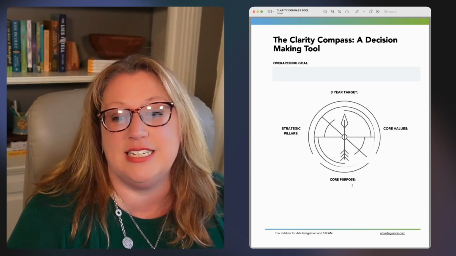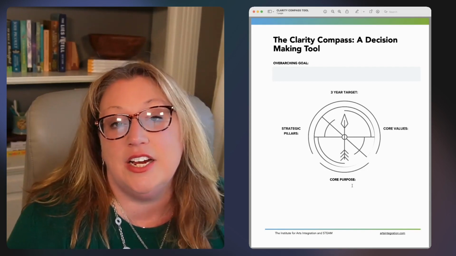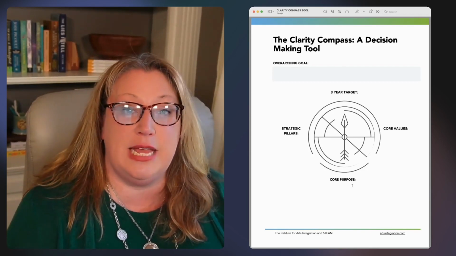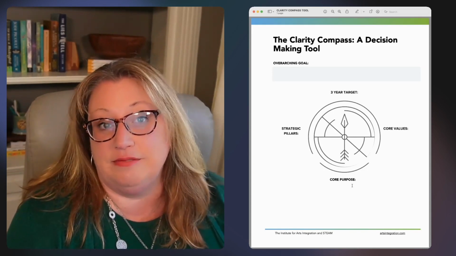If you're doing this as part of a school initiative, this is really helpful at the beginning of the year when you're trying to get everybody on the same page. And here's the reality. We have a lot of teacher turnover, right?